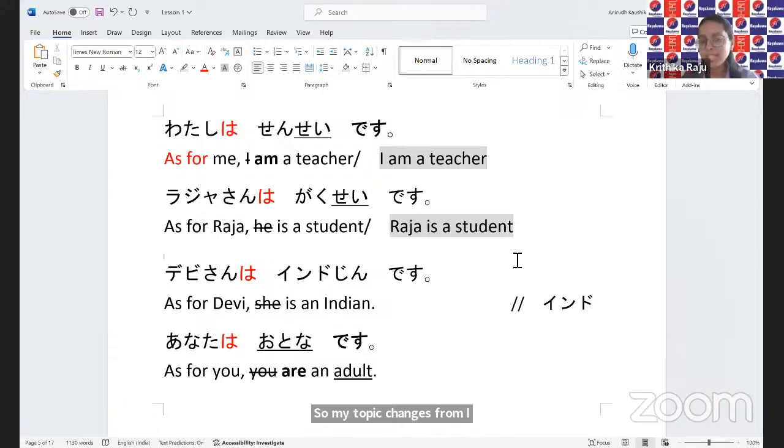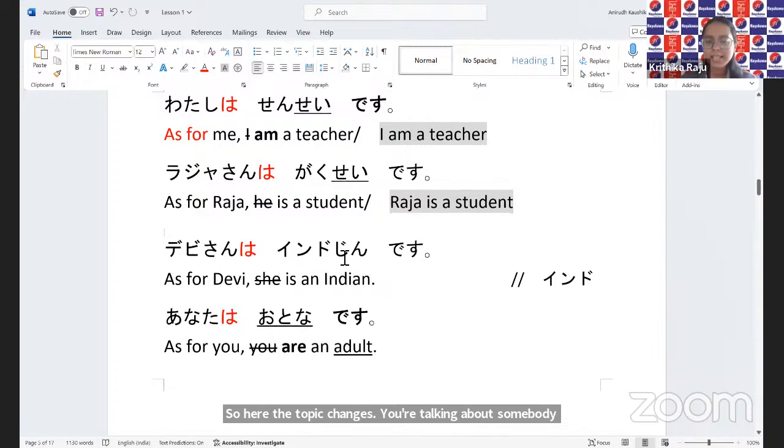Okay. So your sentence will begin with the topic. So how will it begin? Raja-san wa gakusei desu. Gakusei. Yes. All right. Raja-san wa gakusei desu. So here the topic changes. You're talking about somebody else being a student. Raja-san wa gakusei desu.